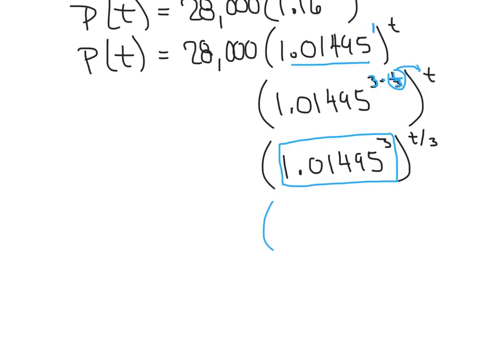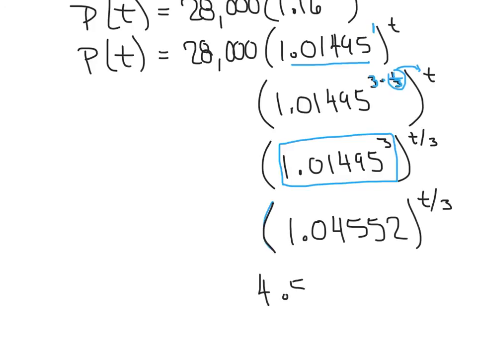And let's see, my calculator says 1.04552, and that's raised to the t divided by 3. And so I can say on an every 3-year basis, we're increasing 4.552% every 3 years. Okay? So the key is we couldn't jump from 10 to 3. We had to go from 10 to 1 to 3. In other words, we had to convert it to an annual basis and then convert it to every 3 years.